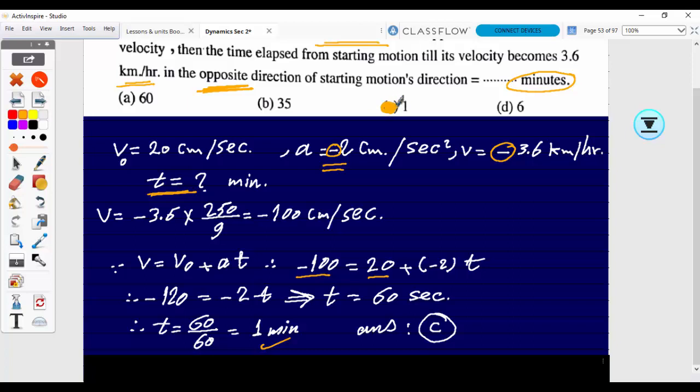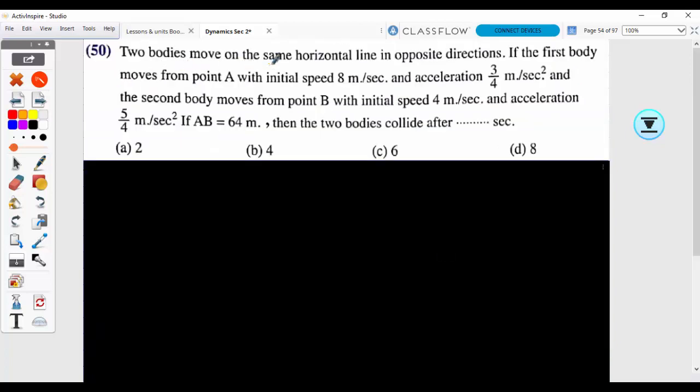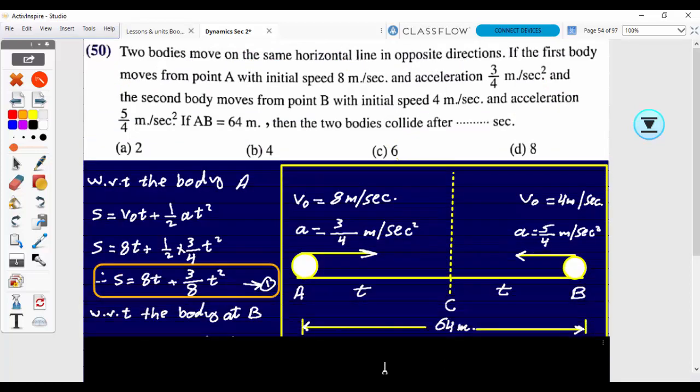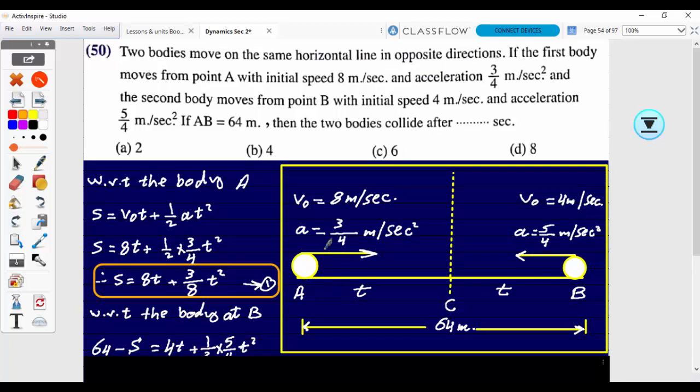1 minute. Two bodies move on the same horizontal line in opposite directions. So we can represent this motion in this figure. We have two bodies, the body at A here and the other at B. Again, two bodies move on the same horizontal line in opposite directions. Here is the first direction and B in the opposite direction.